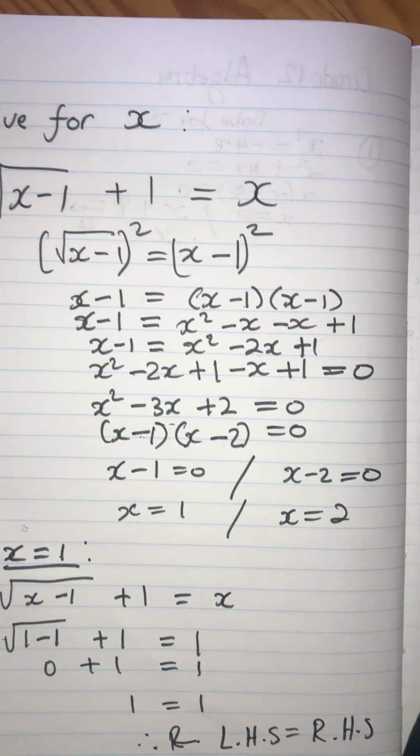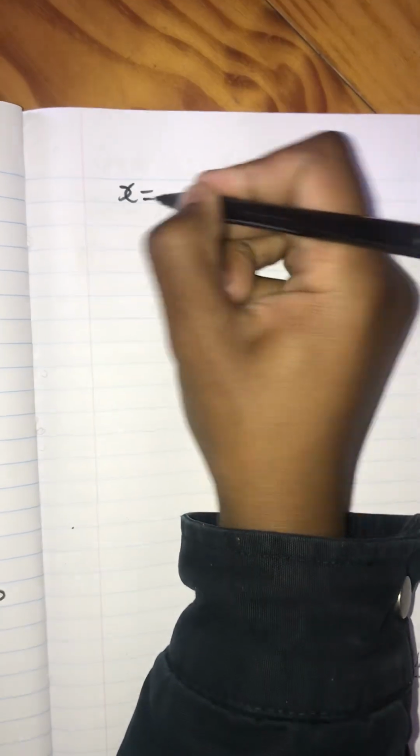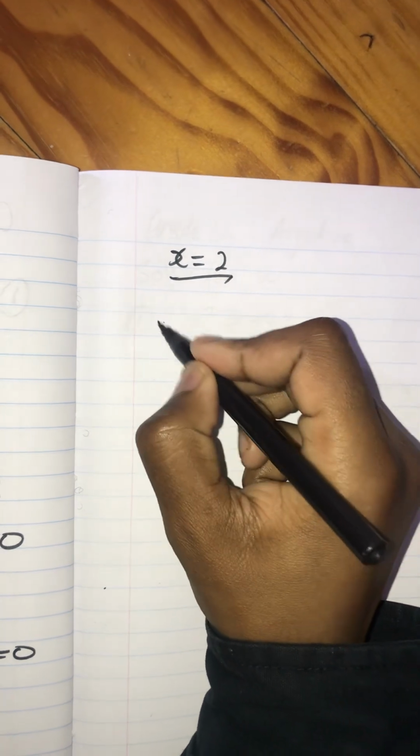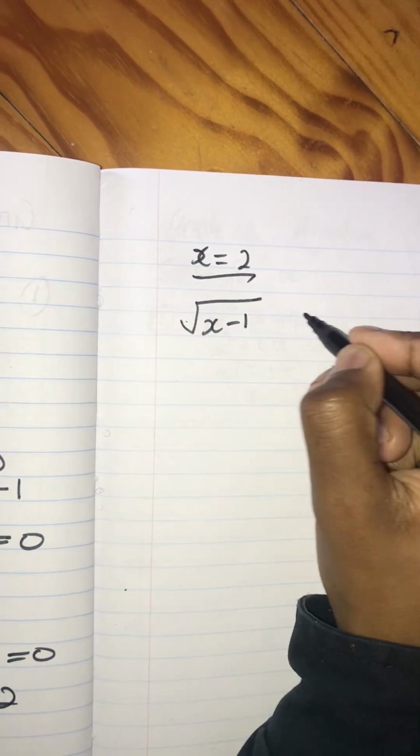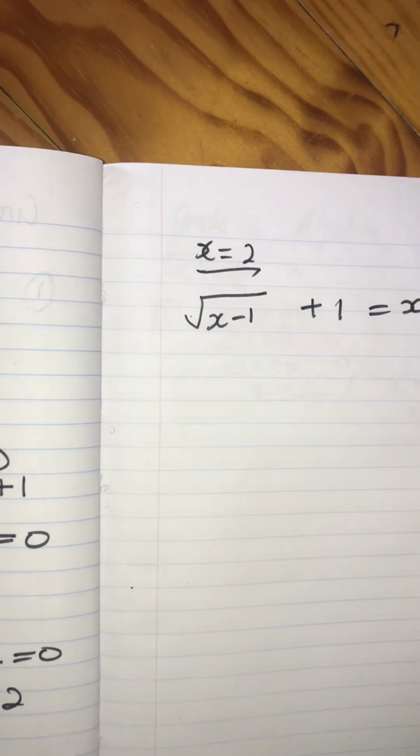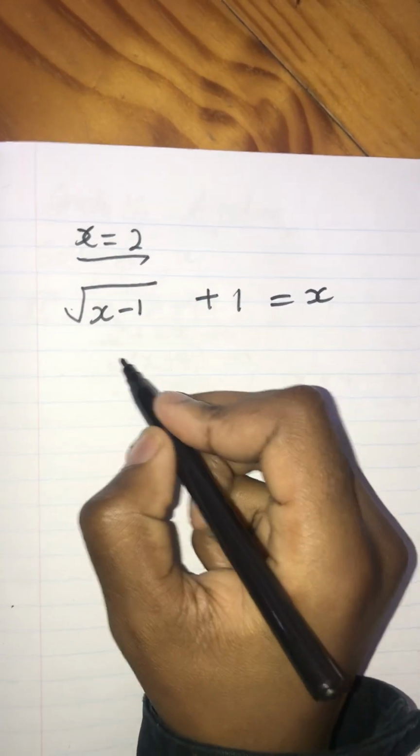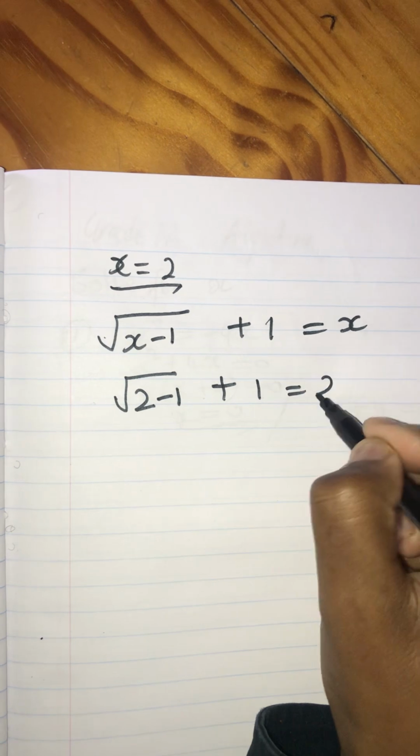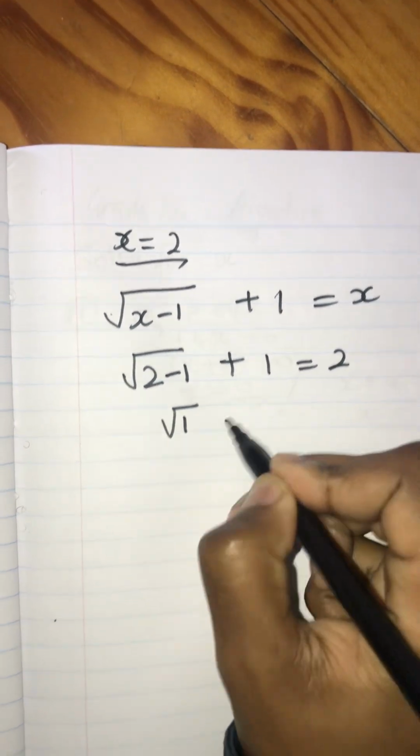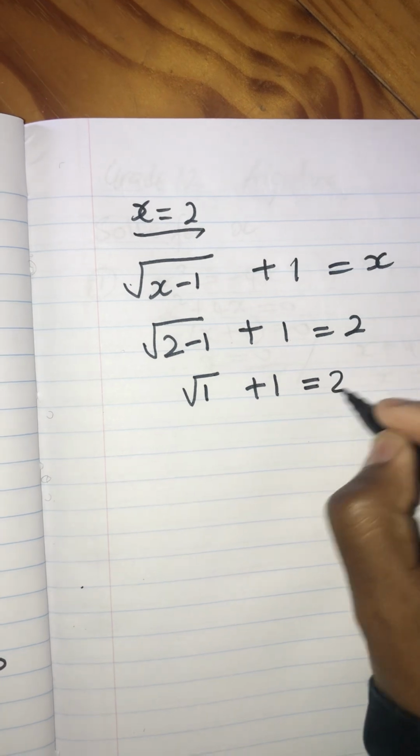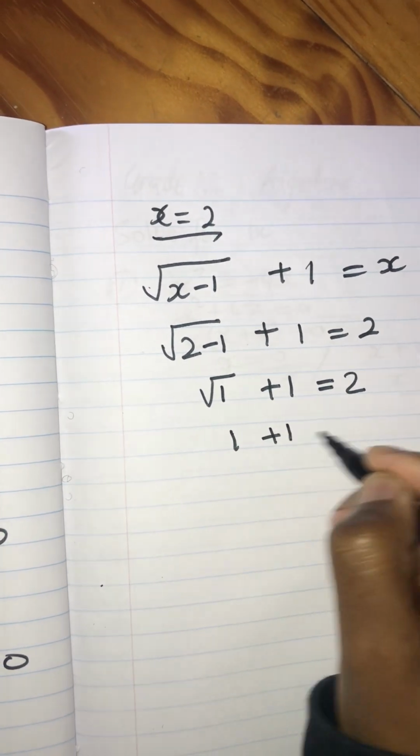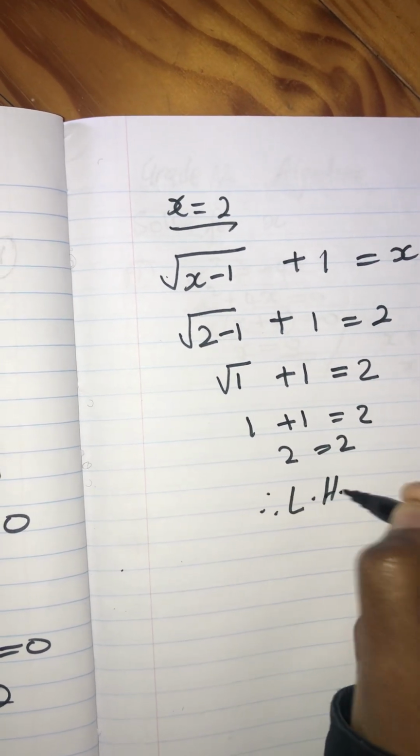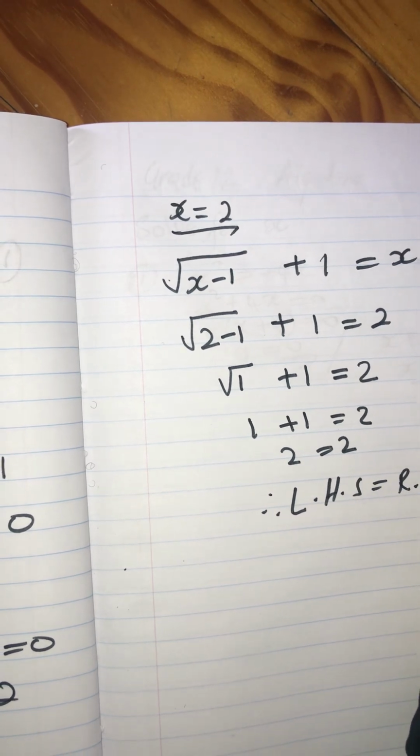Now let's see if 2 satisfies the equation. When x equals 2, we have square root of x minus 1, plus 1, equals x. We plug in: square root of 2 minus 1, plus 1, equals 2. This is root 1 plus 1 equals 2. We know that this is 1 plus 1 equals 2. This is 2 equals 2. Therefore, our left-hand side equals our right-hand side.